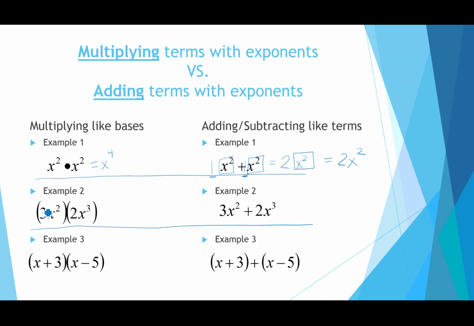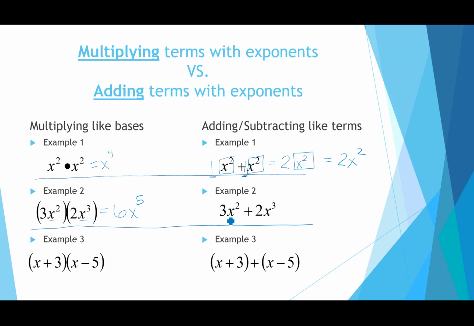For example 2, I have one monomial, 3x squared, being multiplied by another monomial, 2x cubed. When we're multiplying, 3 times 2, we get 6. And when I multiply these like bases, remember the rule, keep the base, add the exponents. So 2 plus 3 is 5. So when we're multiplying 3x squared and 2x cubed, we get 6x to the fifth.